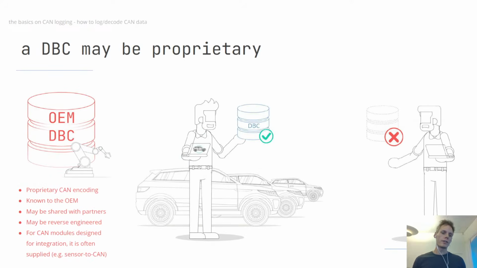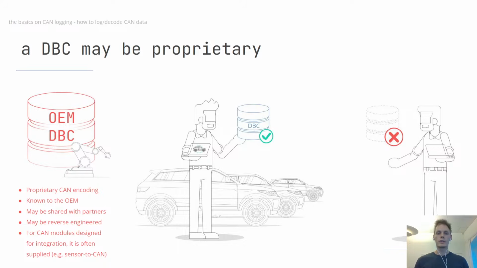So the DBC file is the key. It is the database that will take you from useless CAN bus information, which you can effectively get from any CAN bus application, and it will convert and decode this information into useful information in the form of decoded signals that you can visualize, that you can analyze, that you can perform statistical analysis of.